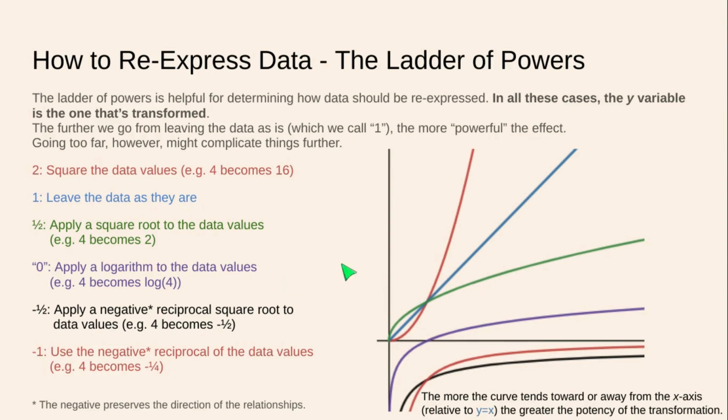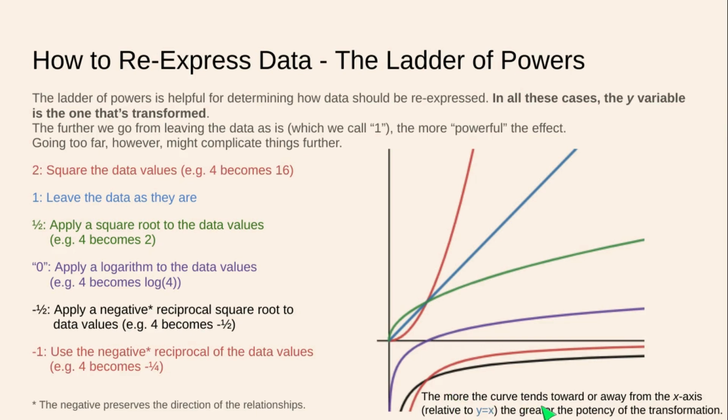That's here. Logarithm is the reason that we use 0 for logarithm, at least I think, when people refer to the ladder of powers, they use 0 for logarithm. It just looks like a more powerful square root. It's a square root that pulls things closer to the x-axis. It's basically a more powerful square root. That's at least how it behaves here. And then you have the negative reciprocal square root in the black and the negative reciprocal over here.